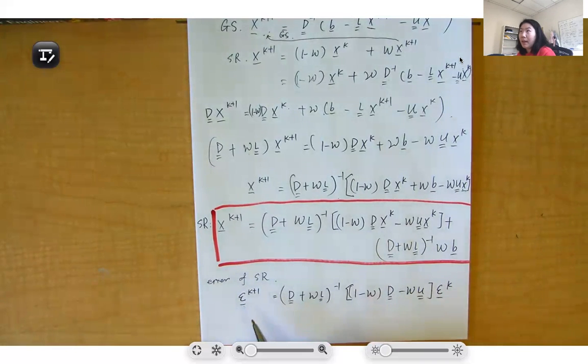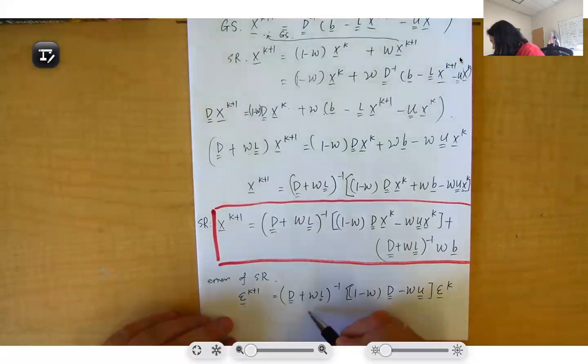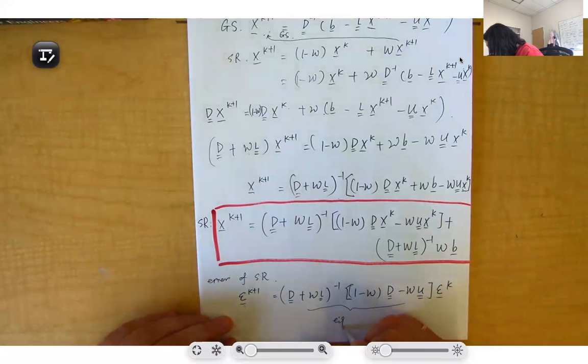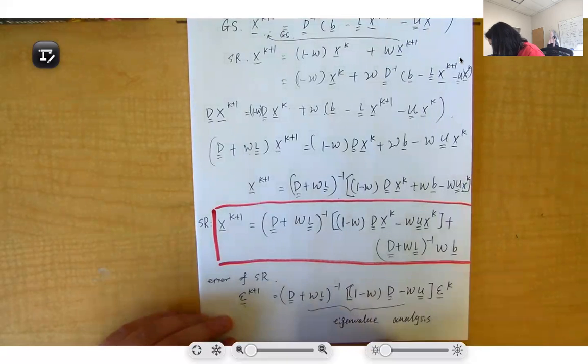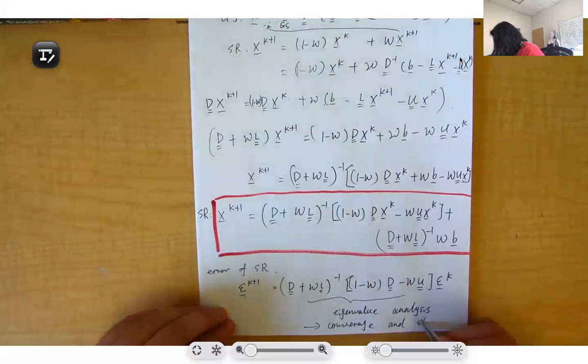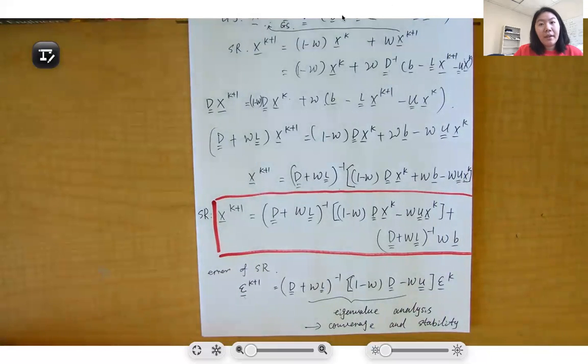You can analyze the eigenvalue so that you can see whether this SR method converges faster or not, and the eigenvalue will decide the stability of the SR method as well. So this is the eigenvalue analysis part, which can show the convergence as well as the stability. Okay. And we will make a MATLAB example for this SR method as well.